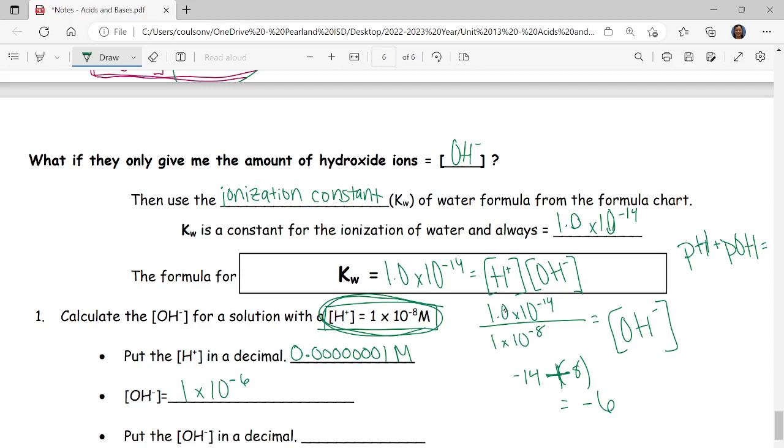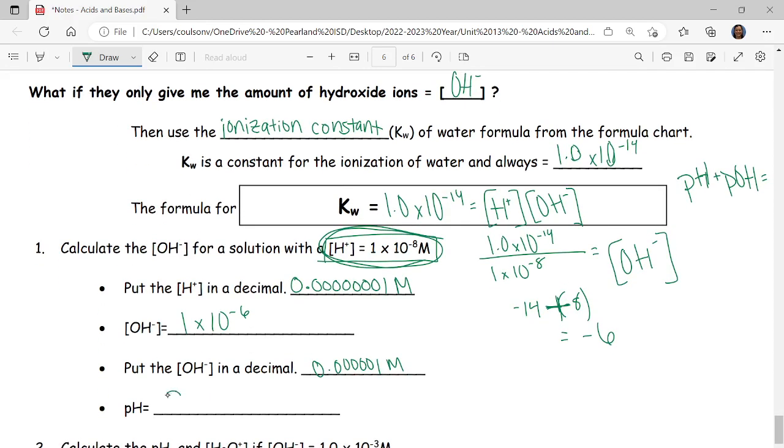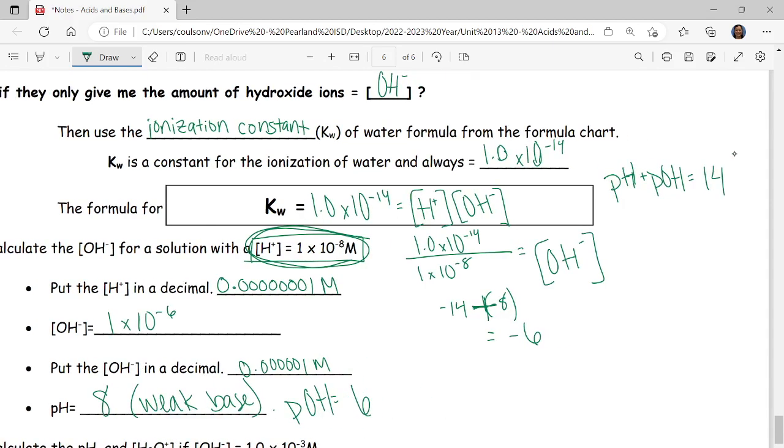I think I wasn't supposed to cancel out the 1 times something. If I put that into decimal form, it would be 0.12345. My pH we already decided is 8, which would make it a weak base. My pOH, it doesn't ask for specifically, but I want y'all to know it, would be 6, because your pH plus your pOH equals 14.